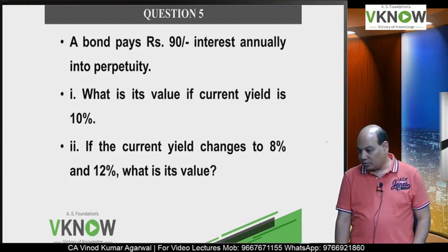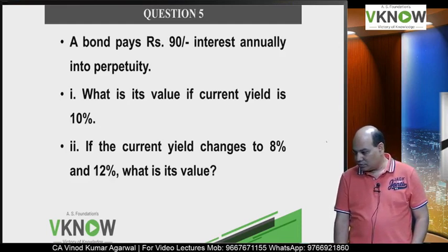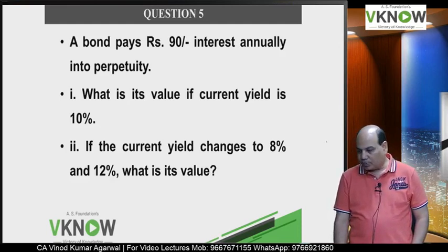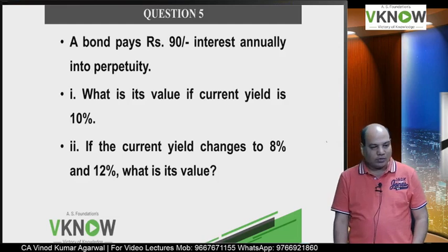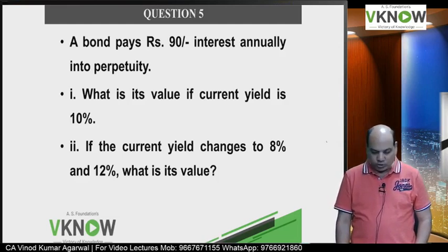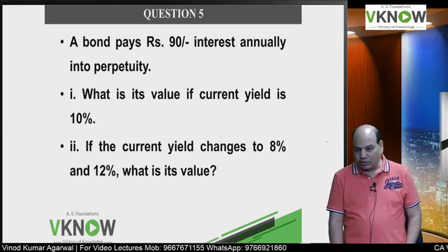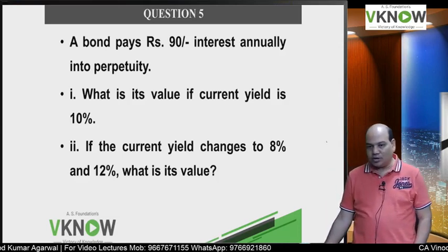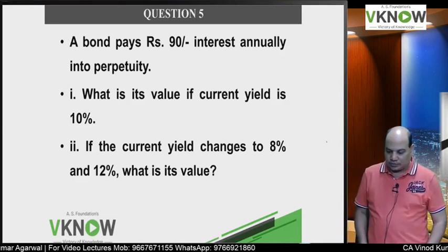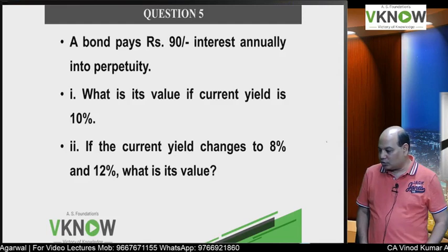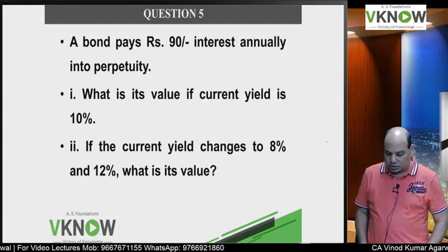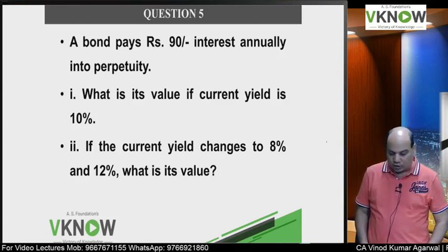Question number 5, everybody please participate. A bond pays rupees 90 interest annually into perpetuity. What is its value if the current yield is 10%? If the current yield changes to 8% and 12%, then what is its value?